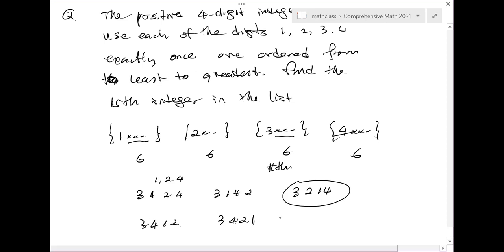So just in this kind of list, right? Yeah, 3, 2, 4, 1. Okay, so this is from the least to the greatest. Okay, so those are the problems.